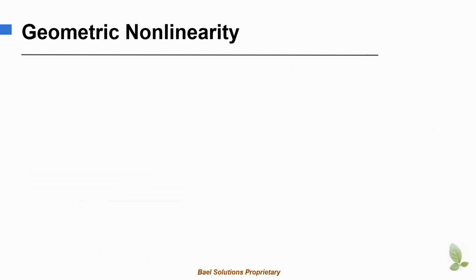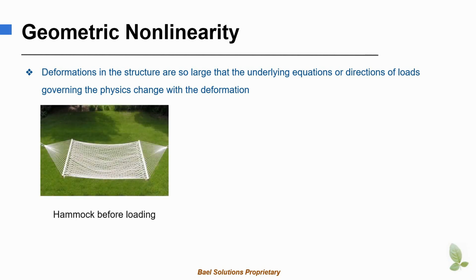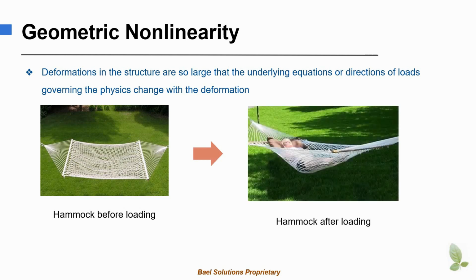Now let us understand what is a geometric nonlinearity. In the geometric nonlinearity, the deformations in the structure are so large that the direction of loading, or equations governing the deformations in the structure, change with the deformation. For example, see an unloaded hammock shown in the picture. When it is loaded with the weight of a human being, the deformations are very large.